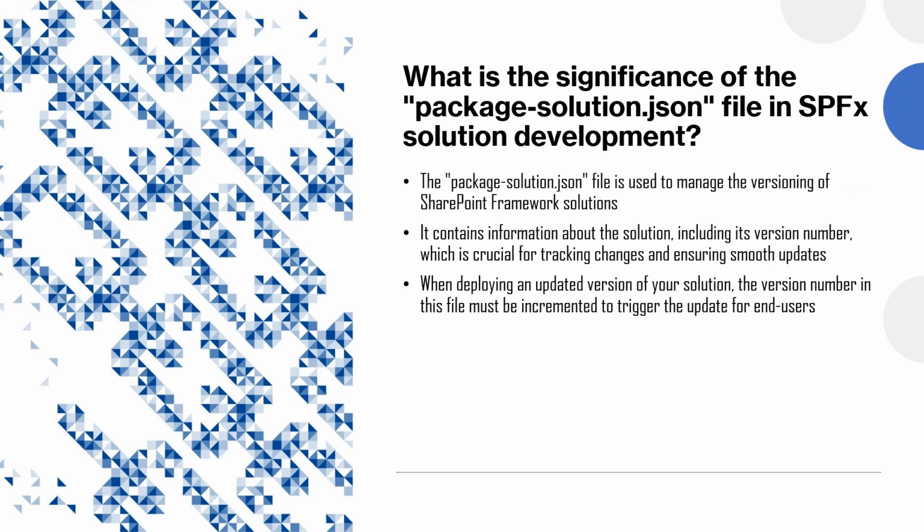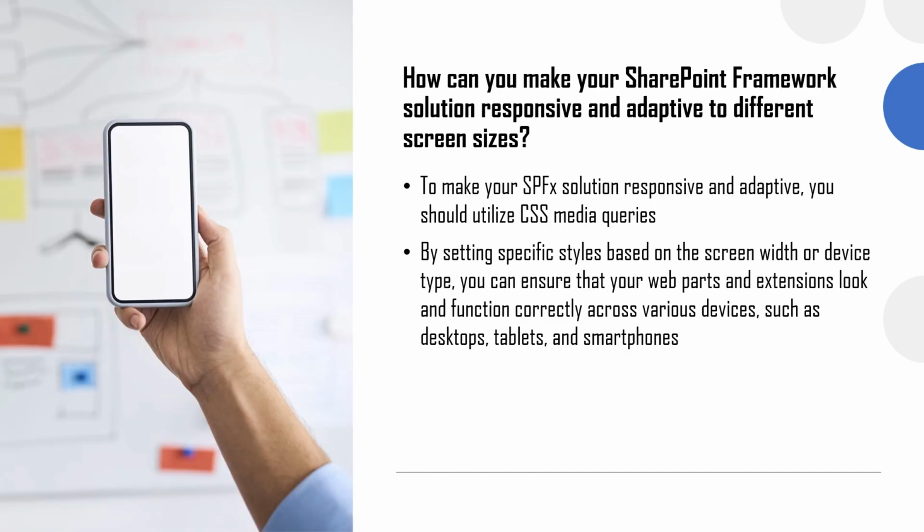Let's talk about SharePoint Framework versioning. What is the significance of the package-solution.json file in SPFx solution development? The package-solution.json file is used to manage the versioning of SharePoint Framework solutions. It contains information about the solution, including its version number, which is crucial for tracking changes and ensuring smooth updates. When deploying an updated version of your SharePoint solution, the version number in this file must be incremented to trigger the update for end users.